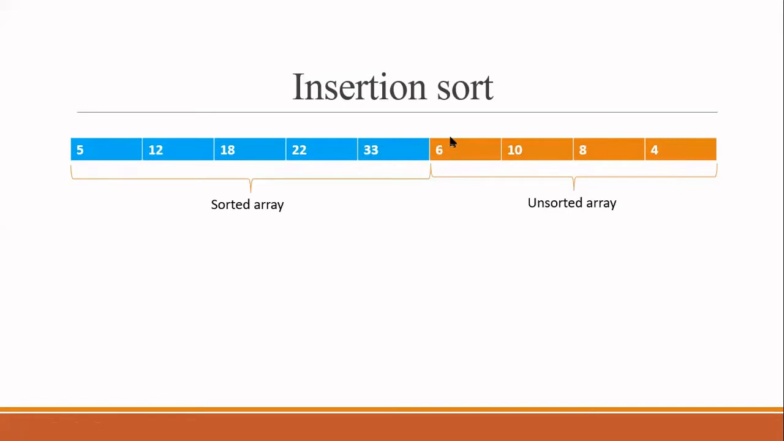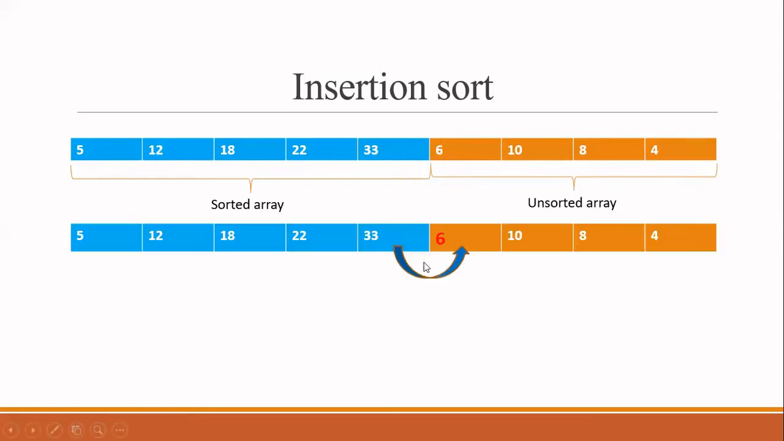Now, I want to place this card 6 in the correct position. First, I will compare this 6 with 33. Since 6 is less than 33, I will move 33 to this position. By that time, 6 will be placed in a temporary variable called item, that we saw in yesterday's class. So 6 will be in my hand, that is, in the variable item. This position is free now, so I will move 33 to the position of 6.